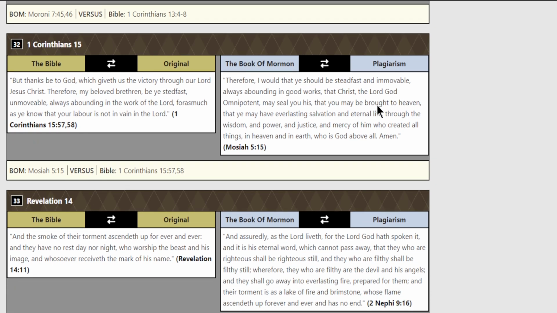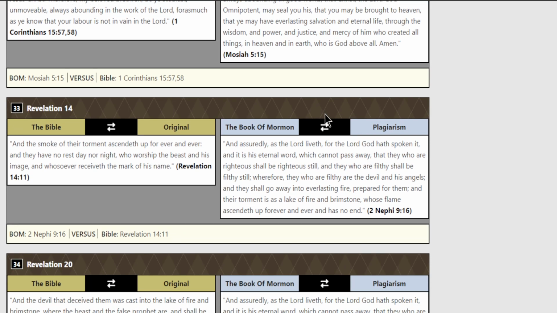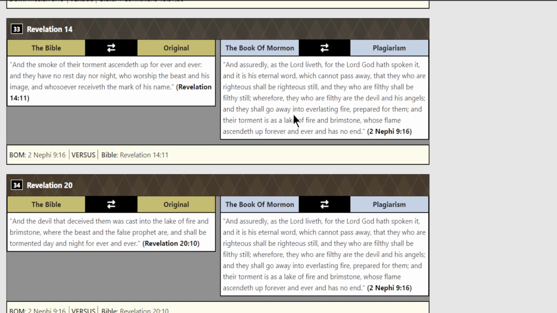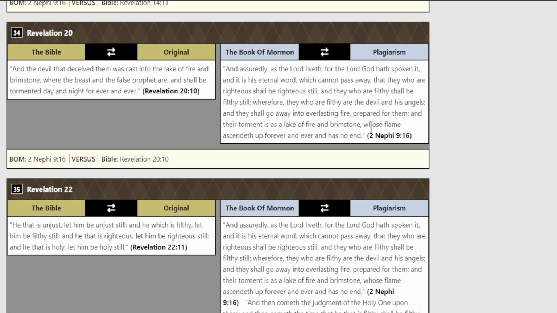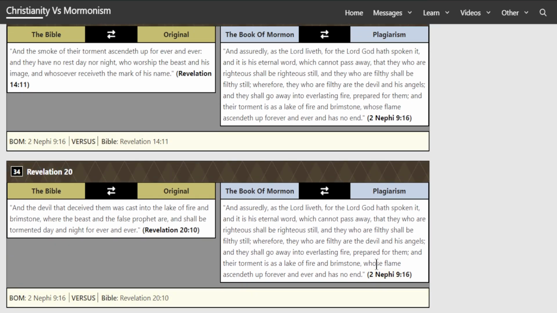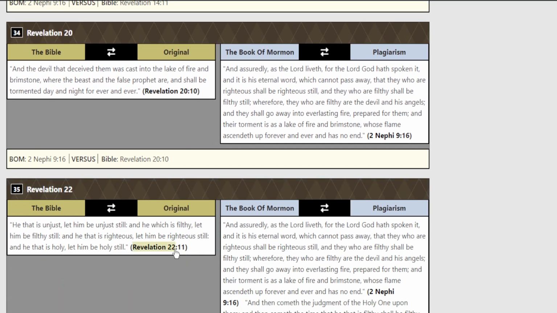How fascinating. Got the Book of Mosiah. Speaking of Paul, Joseph Smith sure liked Paul's writings. As you can see there's a lot of them in the Book of Mormon. Then we get to Revelation. This is fascinating. And it talks about lake of fire in 2 Nephi 9:6, which is a copy of Revelation 14. Same kinds of things are happening in 2 Nephi 9:16 again to Revelation 20. This verse is a copycat of these 3 verses here of Revelation 22:11 too.